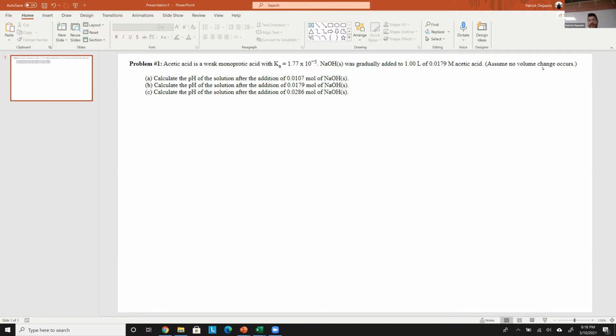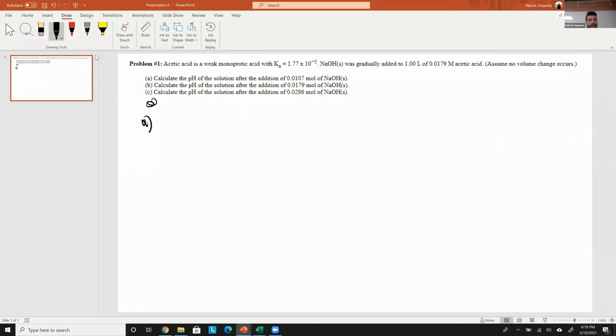In this case, we're adding a solid, and we're assuming there's no volume change, which means we don't have to work with molarity. Well, we do have to work with some molarity, but it's more straightforward because we have moles already. We don't have to figure out the moles for a specific milliliter amount of base. So let's begin. The first part of the question: calculate the pH of the solution after the addition of 0.0107 moles of NaOH. Okay, so we have this amount of acetic acid, right?